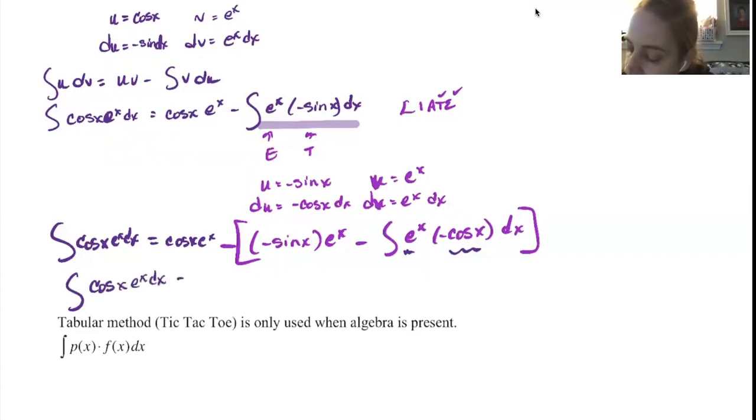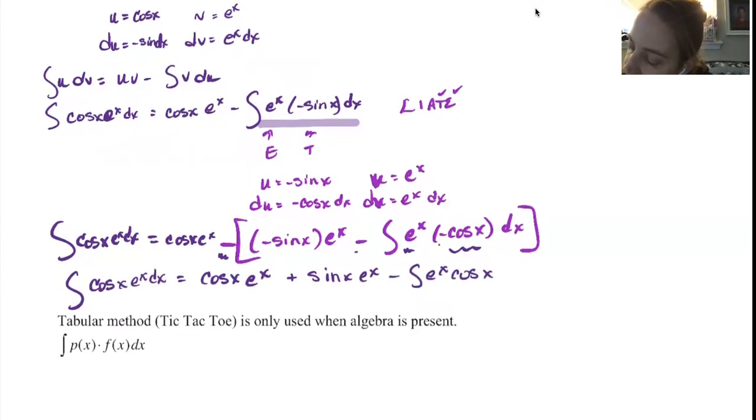That's my original problem. Cosine of x e to the x. I'm going to distribute this negative. So this is plus sine of x e to the x. Negative times a negative is a positive, but this negative here makes this whole thing negative. E to the x cosine of x dx. All right, I could keep going. And I could use integration by parts here again. But again, I'm just expanding this and it's getting larger and larger and larger, and that doesn't do anything for me. But look a little closer.